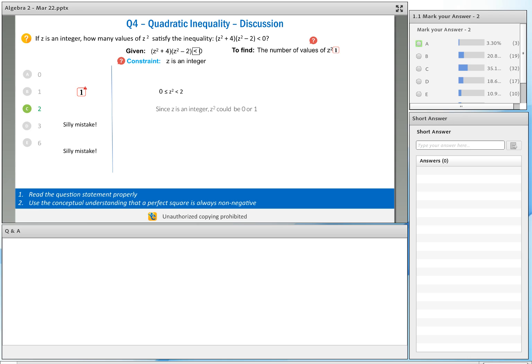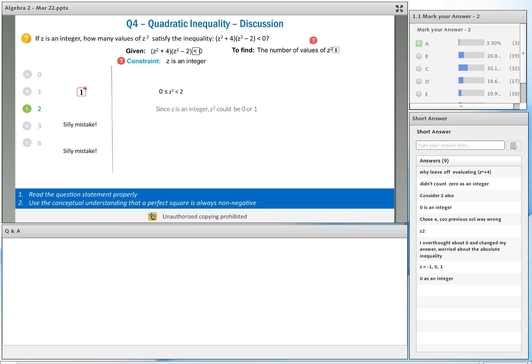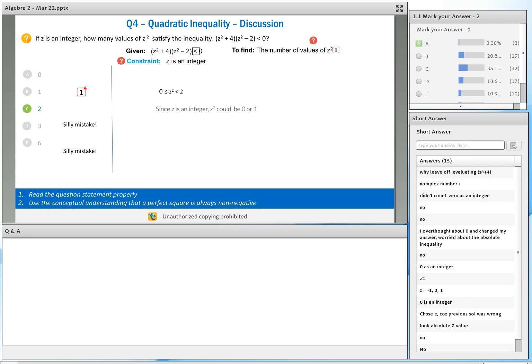Okay, where did you make a mistake? Didn't count 0 as an integer. Minus 1 square is also 1, but can z square be minus 1? Can z square be a negative value? Forget about the values of z. That's not what the question is asking. The question is asking how many values of z square. Forget about z. Look at what the question is asking.